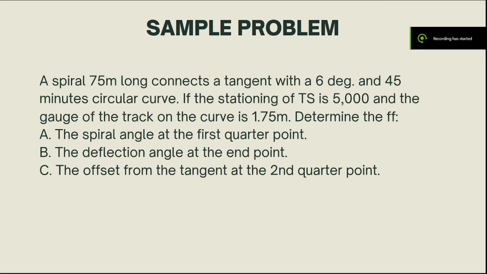We move on to the sample problem for spiral curves. In this problem, a spiral 75 meters long connects a tangent with a 6° and 45-minute circular curve. If the stationing of the TS is 5,000 and the gauge on the track on the curve is 1.75 meters, we need to determine A, the spiral angle at the first quarter point, B, the deflection angle at the end point, and C, the offset from the tangent at the second quarter point.